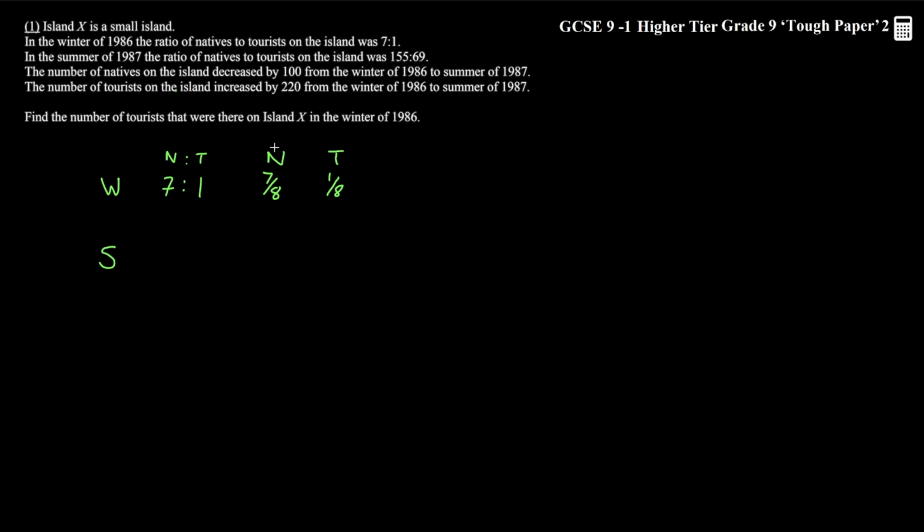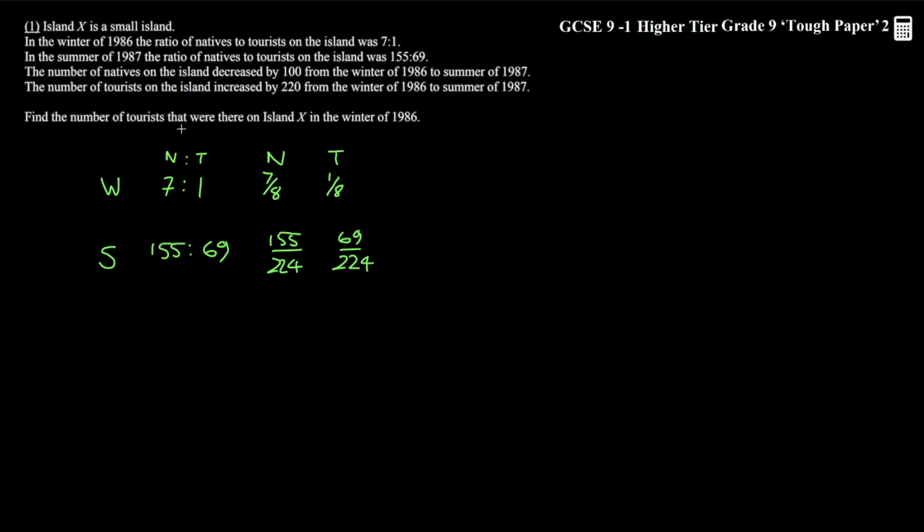The ratio here was 155 to 69, in the favour again of the natives. So if you add 155 to 69, you get 224. So this would be 155 over 224, and this will be 69 over 224. So we've done the foundation work of just converting those ratios into fractions.